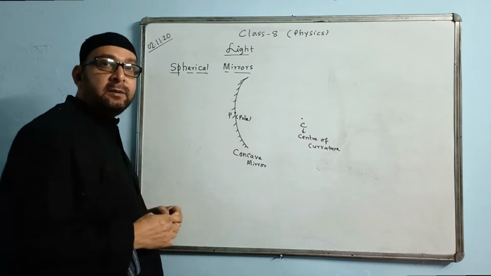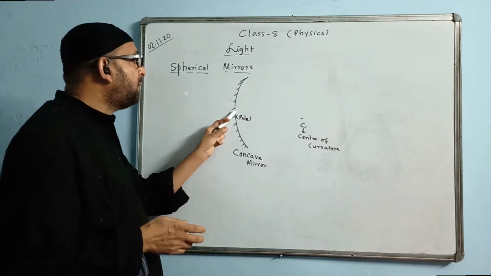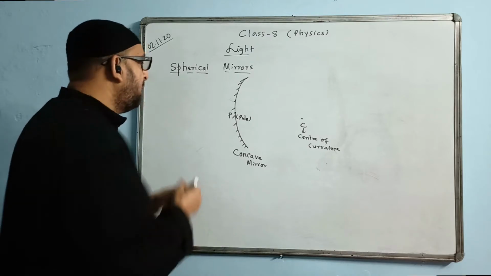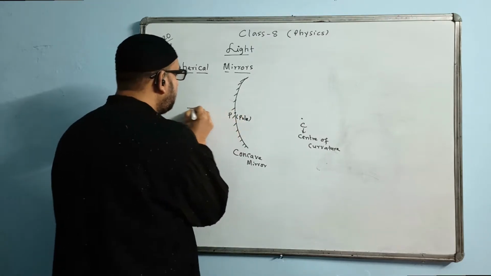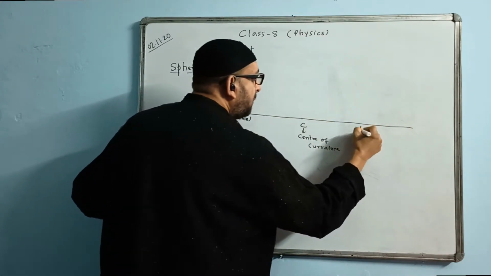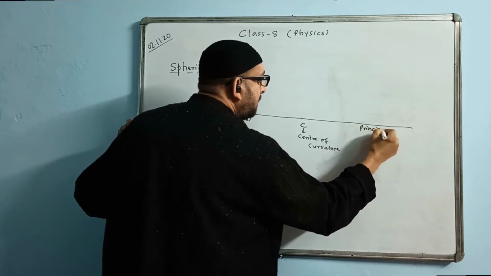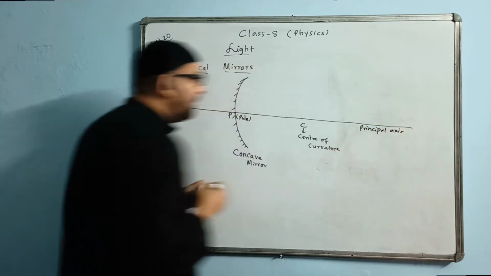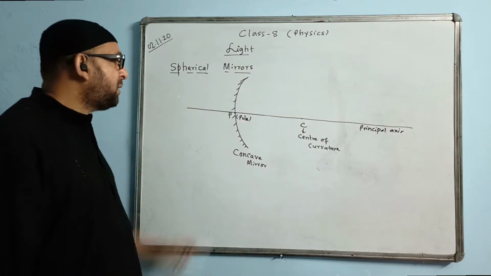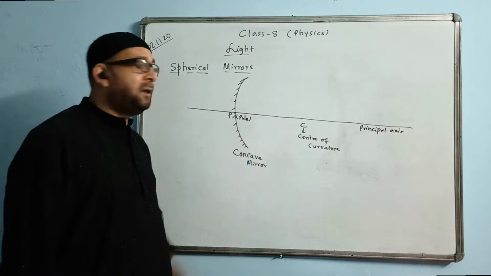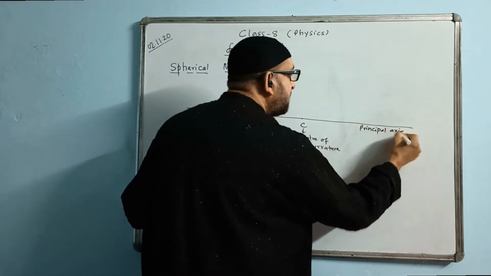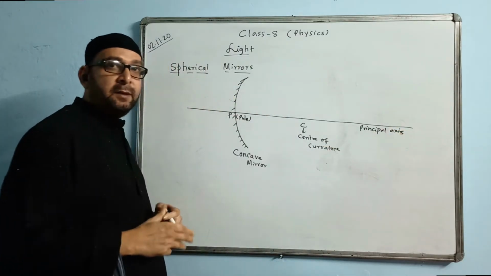The straight line joining the pole of the mirror and the center of curvature of the mirror is called the principal axis. We draw a straight line like this. This straight line is called the principal axis of the mirror.